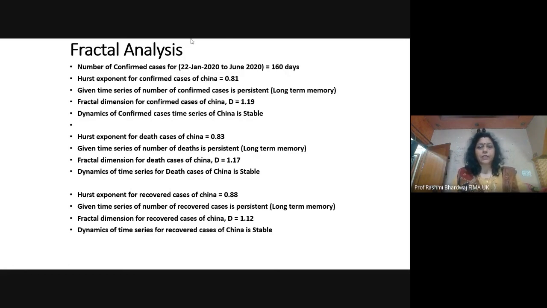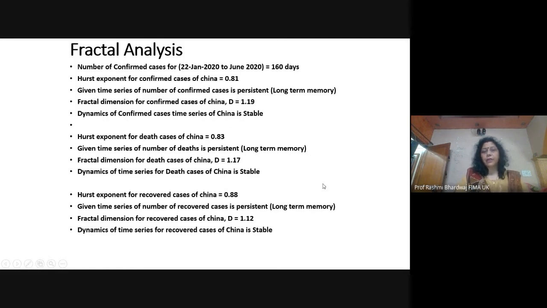And fractal dimension is nothing but 2 minus H. So here you are getting 1.19. As it is less than 1.5, it is a stable structure. So in the long range in China, it is not infected, neither the confirmed cases nor the death cases nor the recovered cases. All come to be stable structures.